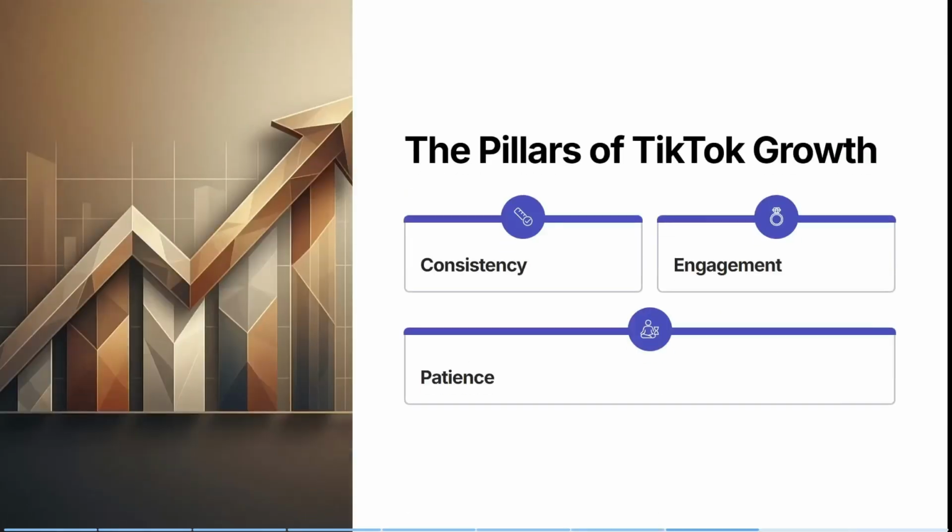Now let's talk about some pillars of TikTok growth. Consistency is another key factor. One video rarely changes everything. TikTok rewards creators who post regularly and stay on the same topic. When you talk about the same problem again and again in different ways, TikTok understands your niche and pushes your content to the right people.